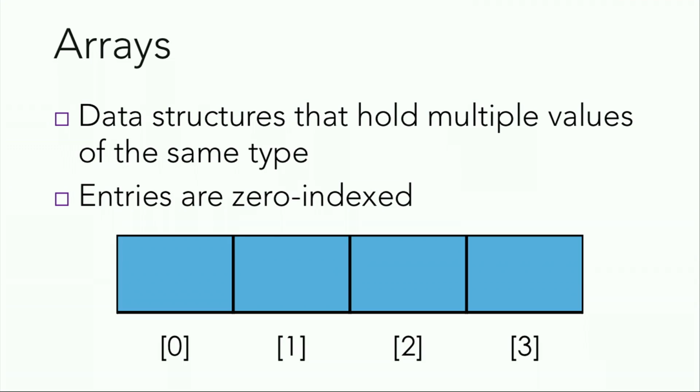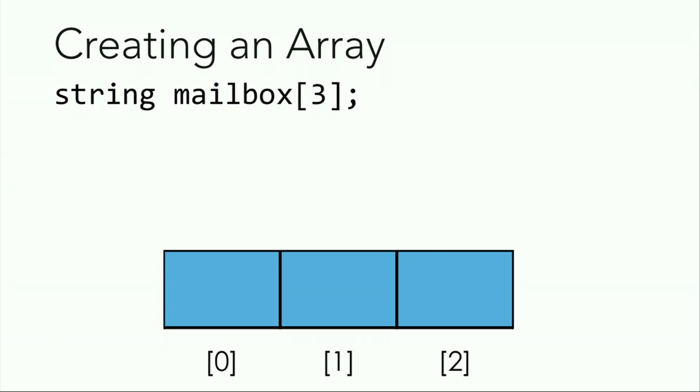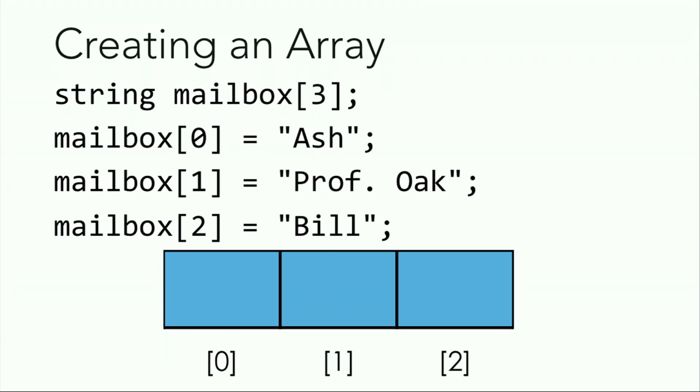A quick look at arrays, data structures that hold multiple values of the same data type. Entries are 0 indexed, meaning that the first element is at index 0 and the last element is at index size minus 1, where size is the number of elements in the array. If I declared a new string array mailbox of length 3, visually it looks like this: 3 containers for strings side by side. To access any element, you type the name of the array and then indicate the index in square brackets. Here I'm assigning a value to each element, just as I would do with any other string variable.